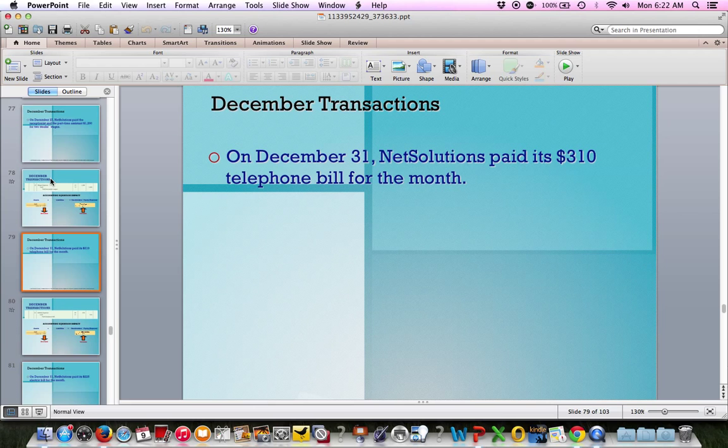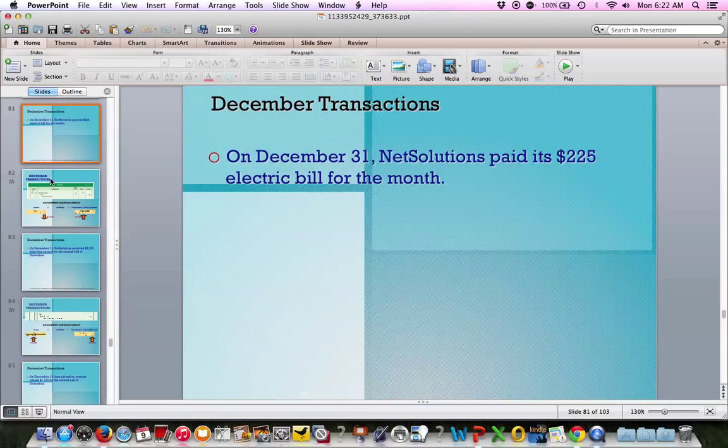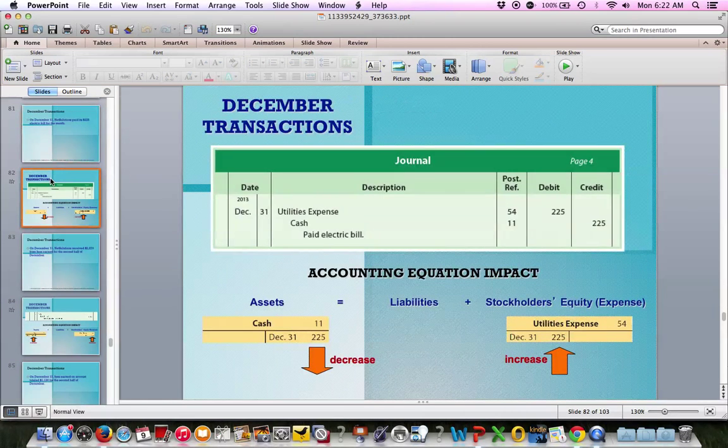We'll then pay our telephone bill for the month. We'll debit expense and we'll credit cash. One asset goes down, but expenses go up. And so basically that expenses going up makes equity go down. And so because of that, the accounting equation is still in balance. We'll pay $225 for an electric bill. And so you can see we'll debit expense, credit cash again. Debit expense, credit cash.